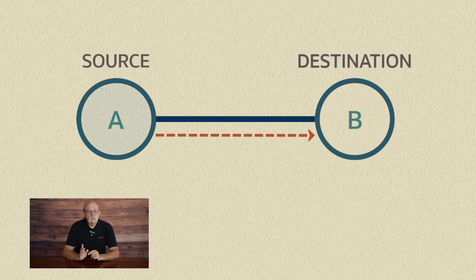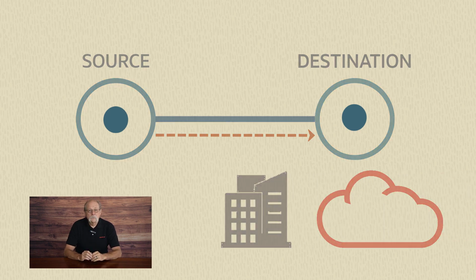We use the word source to refer to the application the data comes from, and destination to refer to the application that receives that data. These are the endpoints in our integration, whether the applications they represent are on-premise or in the cloud.